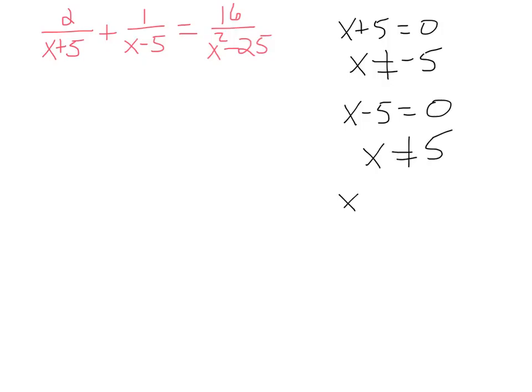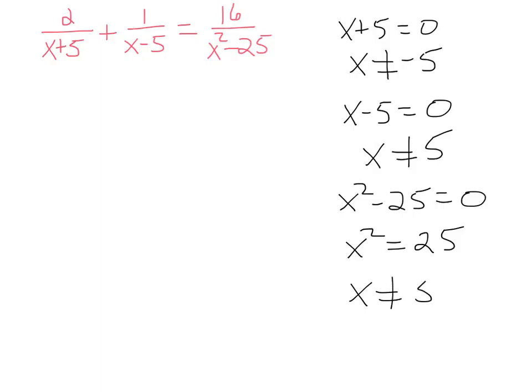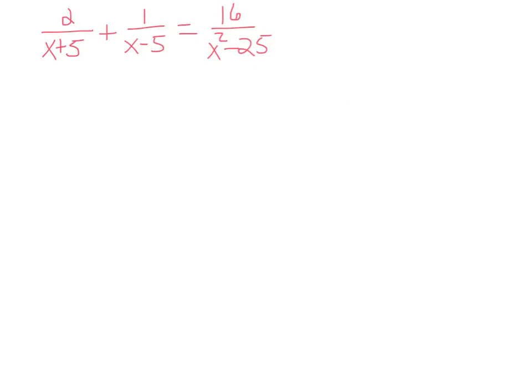We set x squared minus 25 equal to 0. Solve that. I take the square root here, and so x can't be 5 or negative 5. Okay, so we got a couple repeats, but we have two restrictions on here. Okay, x is not allowed to be 5 or negative 5. So let's just keep an eye on that.